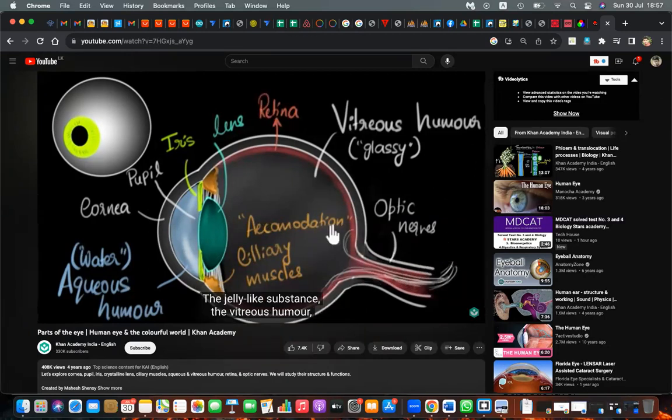The jelly-like substance, the vitreous humor, maintains the shape of our eyeball. The iris regulates the size of the pupil, which in turn regulates the amount of light that enters our eyes. And finally, the ciliary muscles regulate the optical power of our eyes, depending upon the viewing distance.